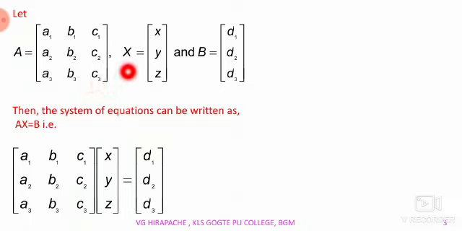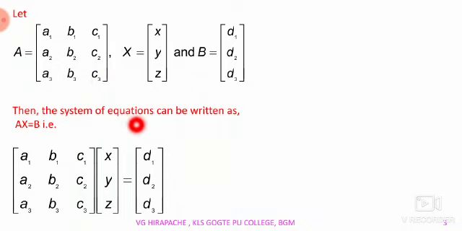And another matrix, known as the unknown matrix capital X, is a column matrix containing the variables x, y, z. And the constant matrix B is also a column matrix containing the elements d1, d2, d3. If I multiply A and X and equate with matrix B, we get the first, second and third linear equations.